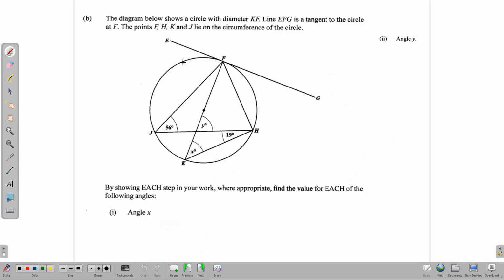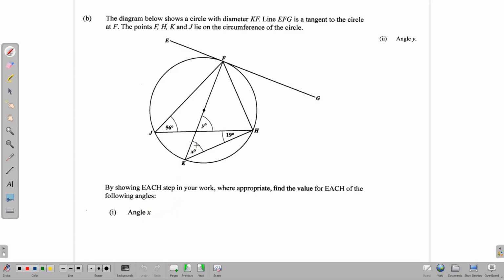Another circle theorem diagram. The diagram below shows a circle with diameter FK, or KF, and the line EFG is a tangent to the circle at the point F. F, H, K, and J all lie on the circumference. We are asked to find, by showing the steps in our work, the size of angle X.